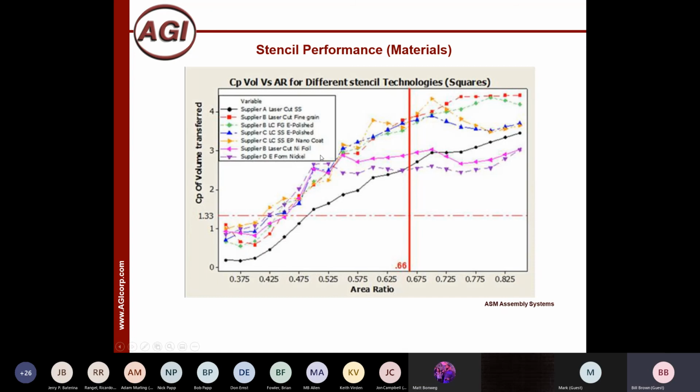This is a very valuable chart. When you look at this, you can compare the data of the different materials and the transfer efficiencies of the paste through the different materials. It's good for customers to see that, well, I know that 0.66 is the wall, and people start thinking below that we've got to have a nano coating. Really, with the new fine grain materials, once you hit that 0.55 wall, that's where you probably need to start thinking about the coatings. But prior to that, you're generally going to be okay.